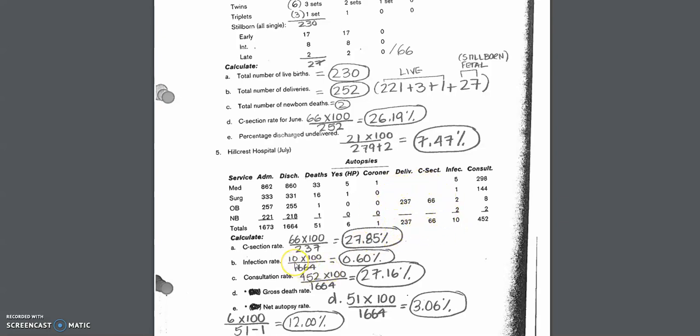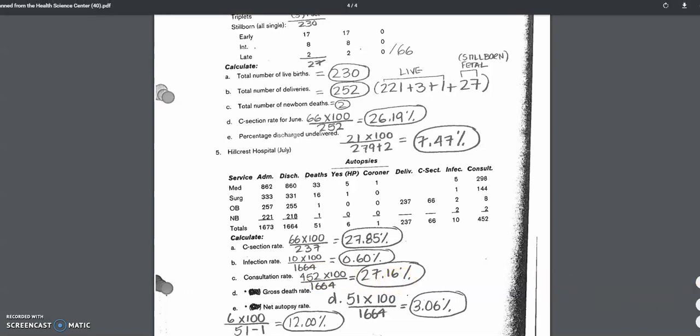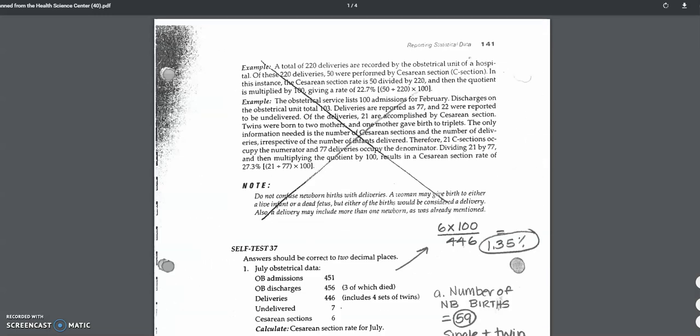The infection rate, you had 10 infections. Here's the total. You've got a total row. So you had 10 infections to the total number of discharges already calculated for you, 1,664 for 0.60%. Your consultation rate, your total number of consultations over the total number of discharges for 27.16%. So hopefully you did fairly well on the worksheets.